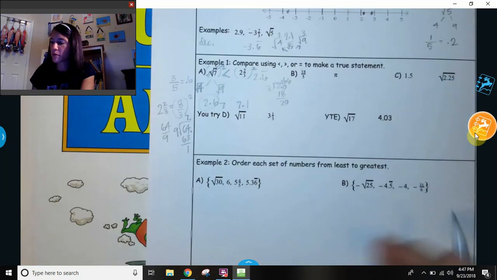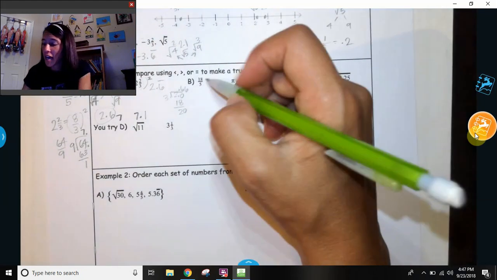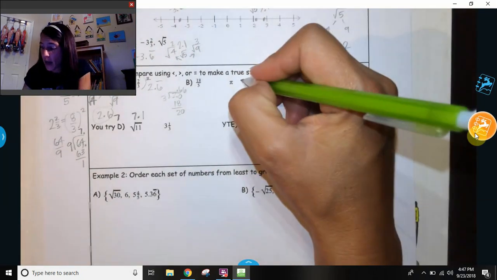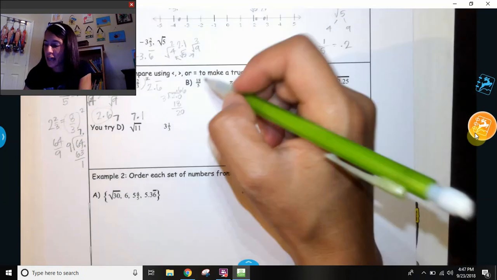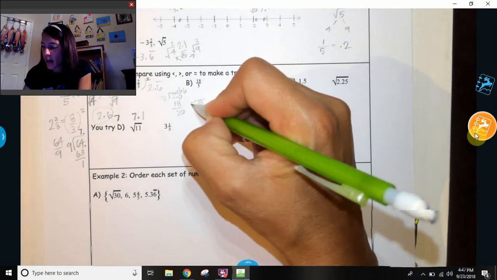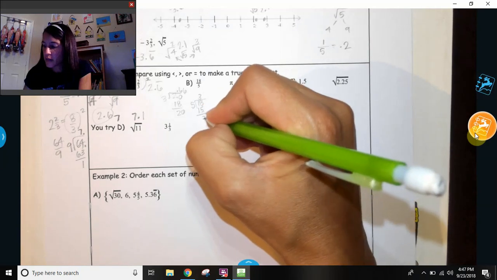Like 7.1 or something. All right, that's just another example. All right, B. 18 over 5 and pi. Well, I know pi is about 3.14 because we've been taught to round pi. And I need to divide 5 into 18. Well, it'll go into it 3 times.